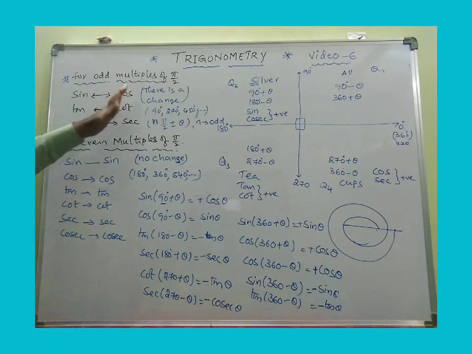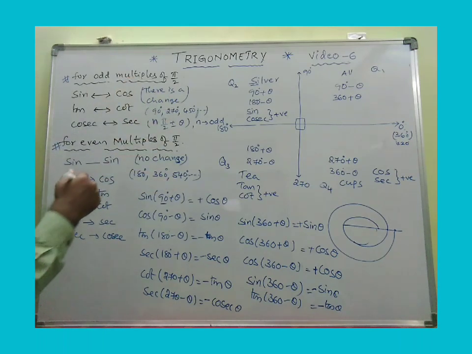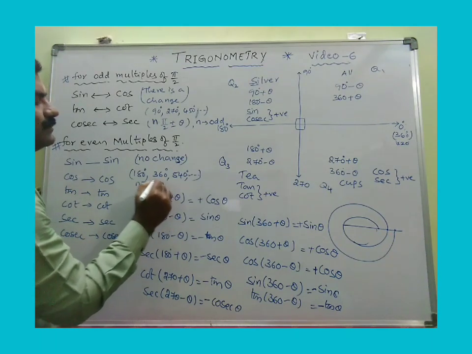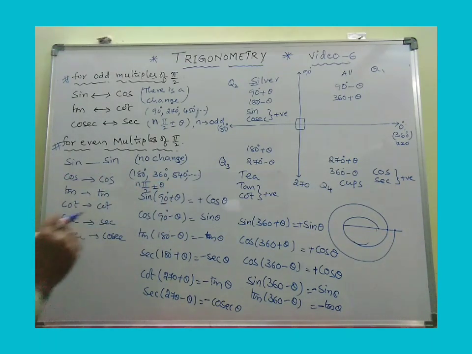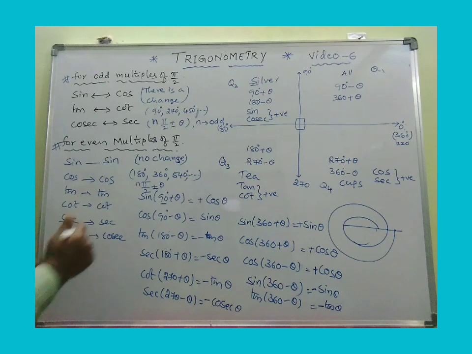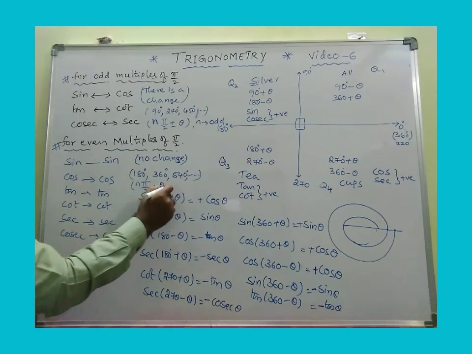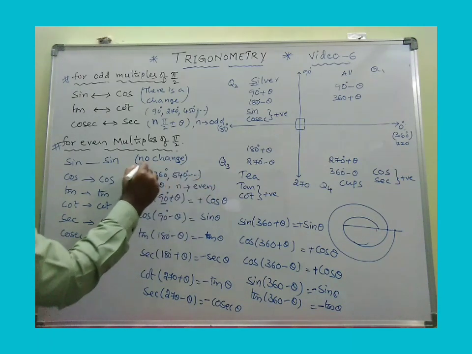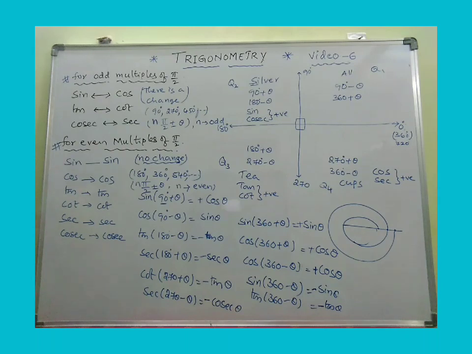Okay. But if it is an even multiple of pi by 2, that is 2 into pi by 2, 4 into pi by 2. 2 into pi by 2 is nothing but 180. 4 into pi by 2 is nothing but 360. 6 into pi by 2 is nothing but 540. So, these are in the form of n into pi by 2 plus or minus theta, but when n is an even number, then it is very easy: no change at all. So, sine will remain as sine, cos as cos, tan as tan, cot as cot, secant as secant, and finally cosecant as cosecant.